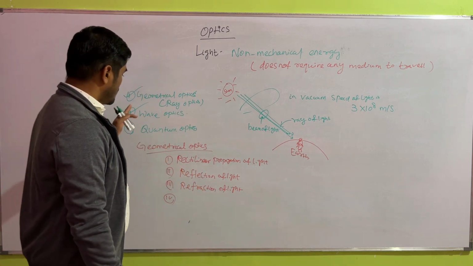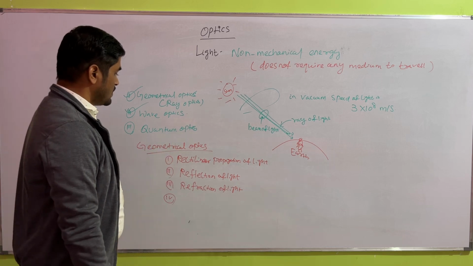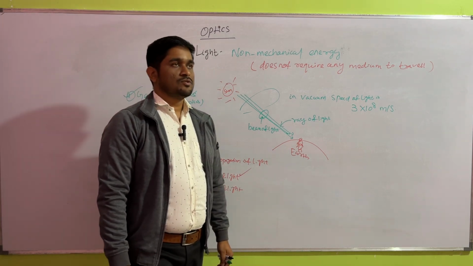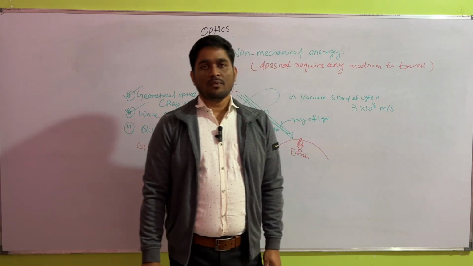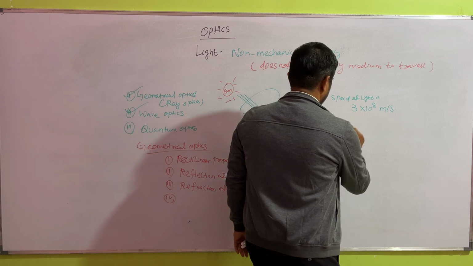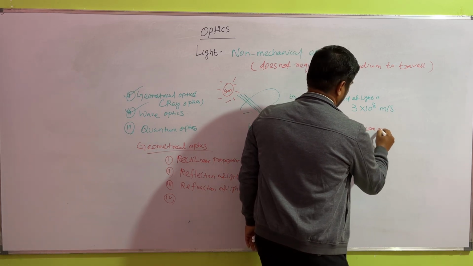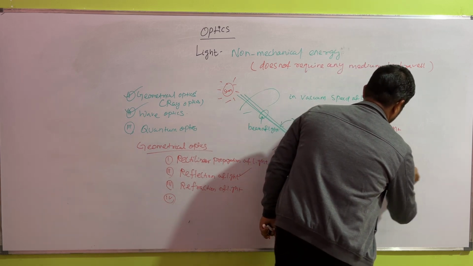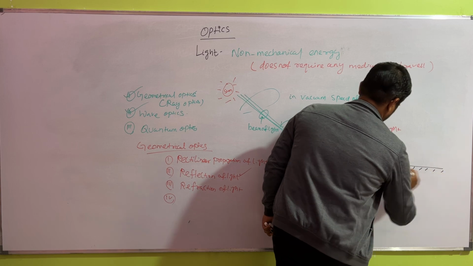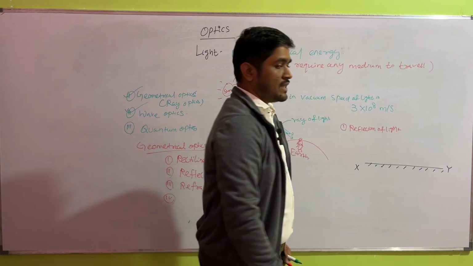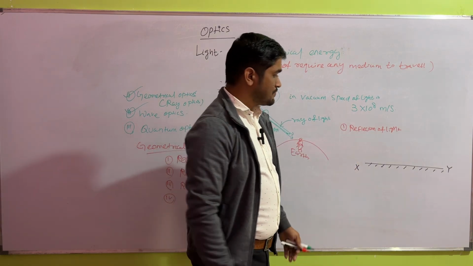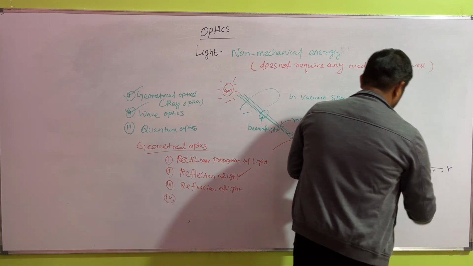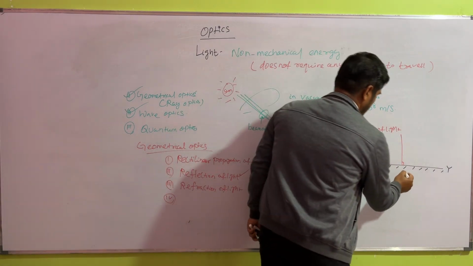So first we have to discuss about reflection of light. In reflection of light, we require one reflecting surface. Let XY be the reflecting surface and this is the medium air, and let this be the normal. Normal means perpendicular. This is the normal to the surface, ON.